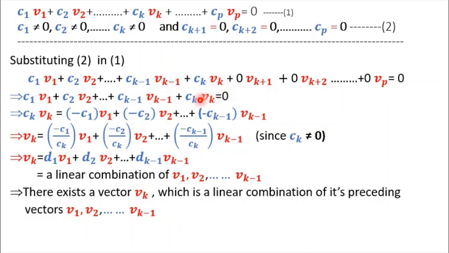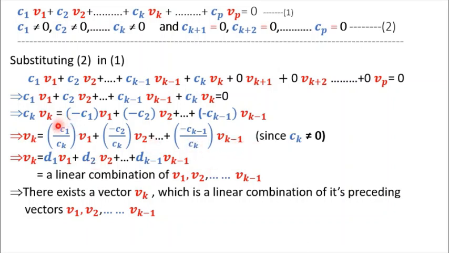Then keep the ck vk this side and send the rest of the things onto the right hand side. You will get ck vk is equal to minus c1 into v1 plus minus c2 into v2 plus and so on plus minus ck minus 1 vk minus 1. Then what is vk then? Divide this RHS with ck, then you will get minus c1 by ck v1 plus minus c2 by ck v2 plus and so on minus ck minus 1 by ck vk minus 1.